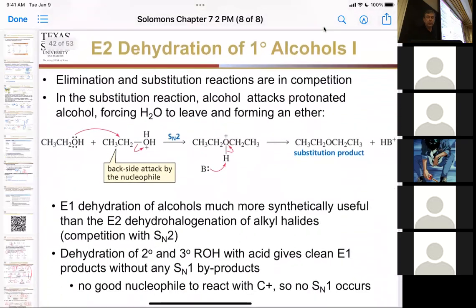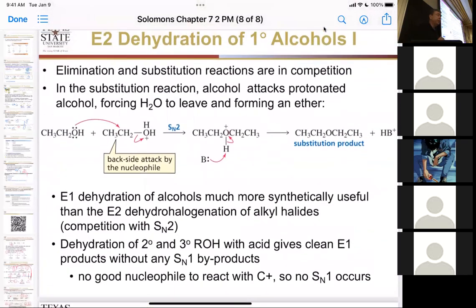Okay. So one of the issues with the primary is if you're waiting for a base to come in, what if it's not the conjugate base you started with? What if your alcohol that's also in there that you were meaning to dehydrate also reacted as a nucleophile instead? So what we're having here is, in this case, we formed our oxonium cation right here, but now we're using our lone pair from our alcohol as a nucleophile.